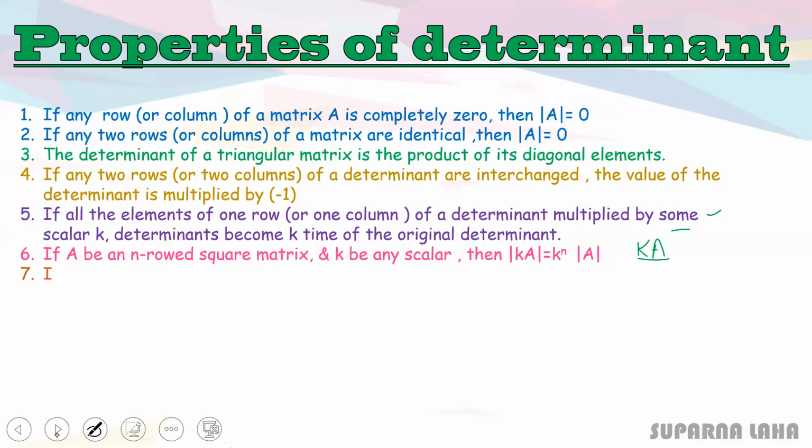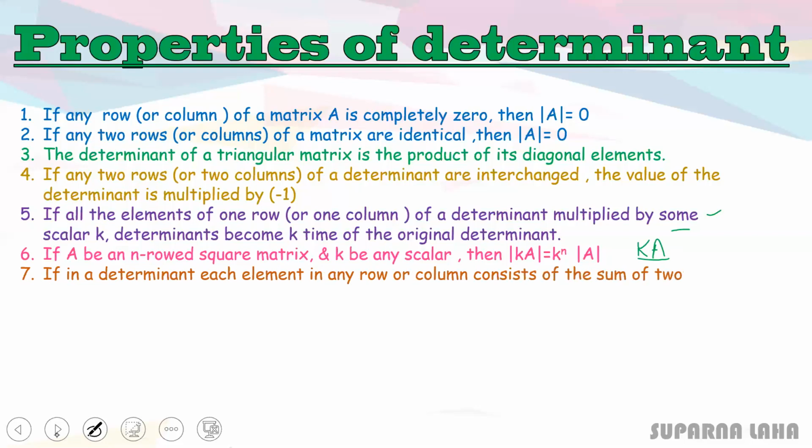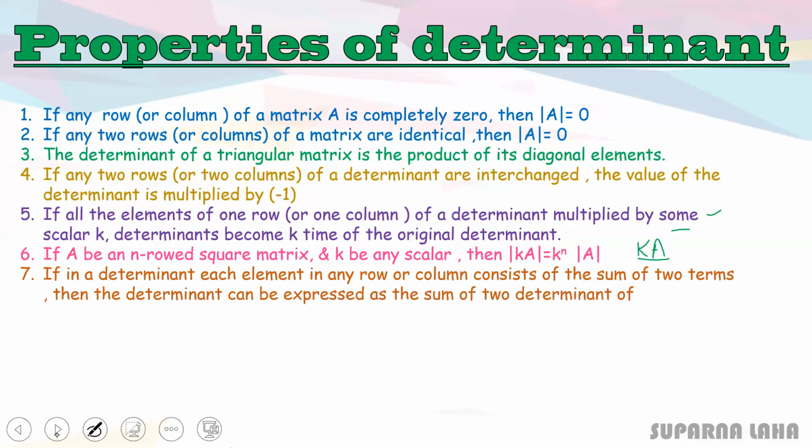Okay. Next, if in a determinant each element in any row or column consists of a sum of two terms, then the determinant can be expressed as the sum of two determinants of the same order. That property you will also use in examples and exercise problems, and at that time this concept will be clear.